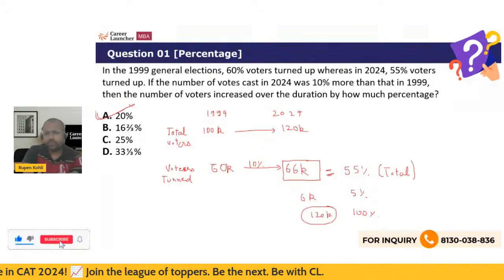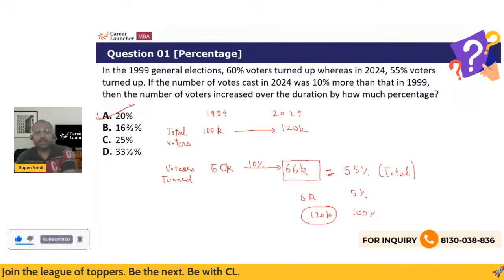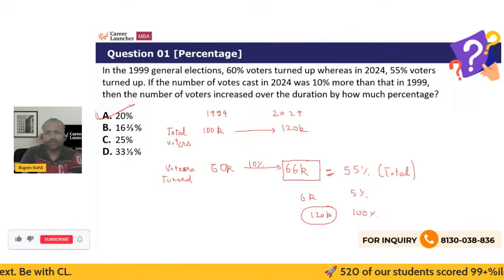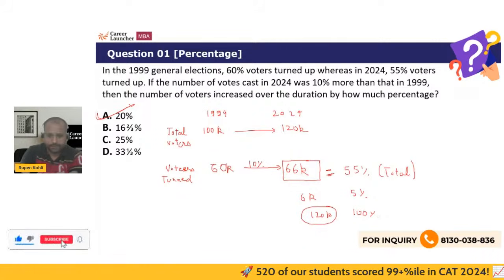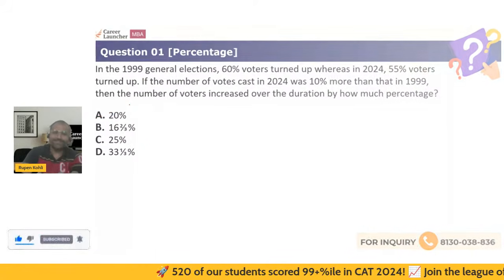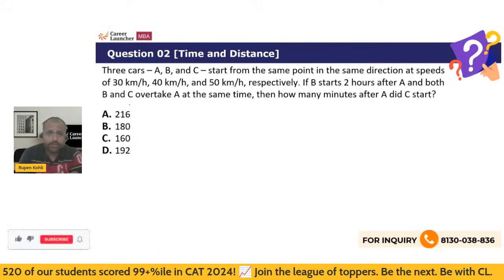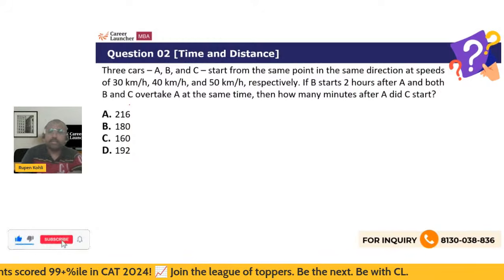So many ways to do this question. This is how I would navigate through it: 100, 60, 66, 120. Perfect. Good, good, good. Everybody is in good mood, right? Happy to see your response. Let's see the next one.